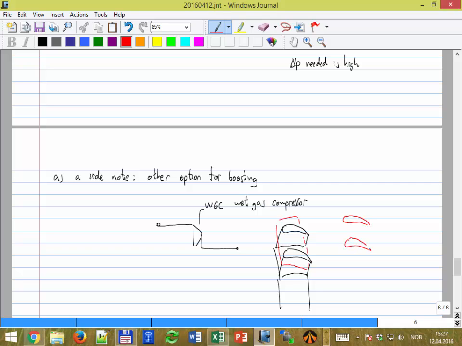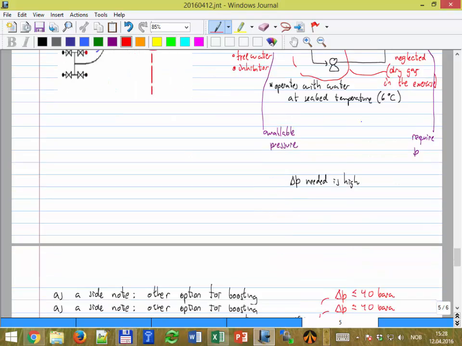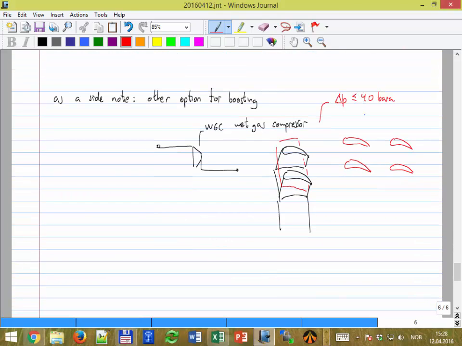Okay, and so in this case, remember that the pressure increase per stage is very small. So I will need a lot of stages. So usually these type of compressors, they are limited to a delta P less or equal than maybe 40 bar. Okay. If I need something else, I will have to either put a lot of compressors one next to the other, or put the compressors in series. Okay. So that's why I prefer to separate and then to use just a centrifugal compressor that is working with just dry or with one single phase fluid.